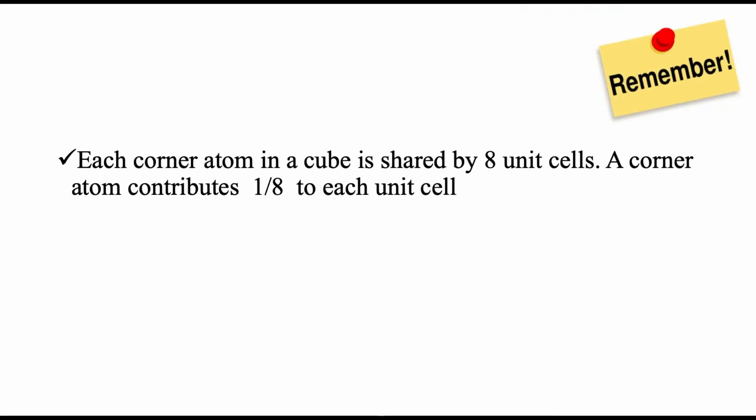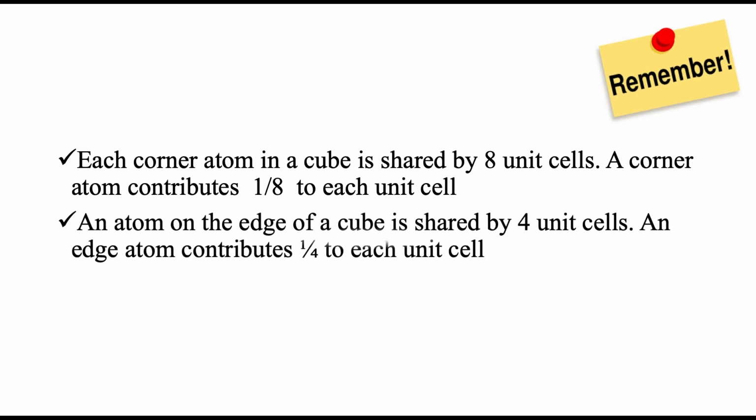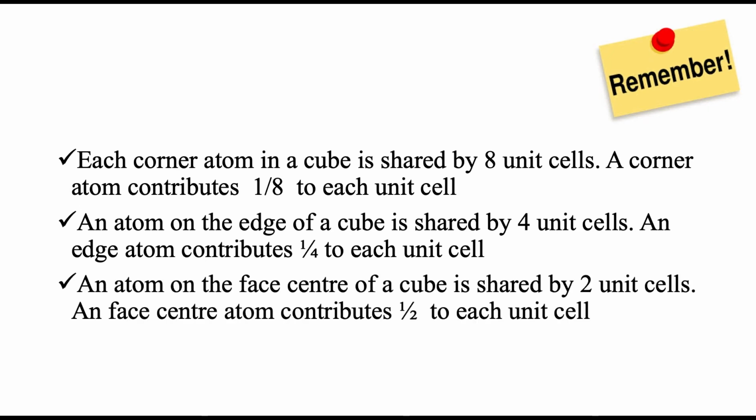Now, let us summarize what we have studied just now. Each corner atom in a cube is shared by 8 unit cells. A corner atom therefore contributes 1/8 to each unit cell. An atom at the edge of a cube is shared by 4 unit cells. An edge atom contributes 1/4 to each unit cell. An atom on the face center of a cube is shared by 2 unit cells and therefore it contributes 1/2 to each unit cell. An atom inside a cube is not shared at all.